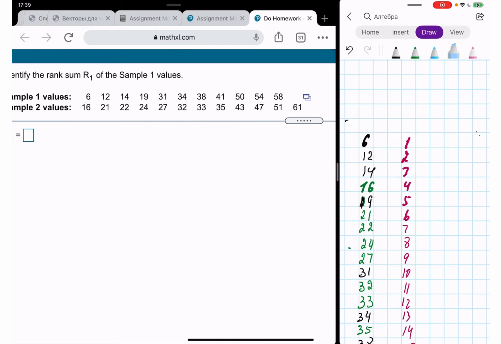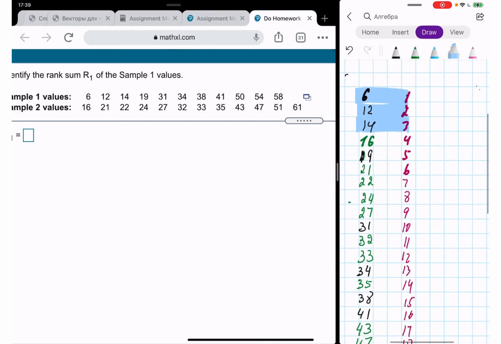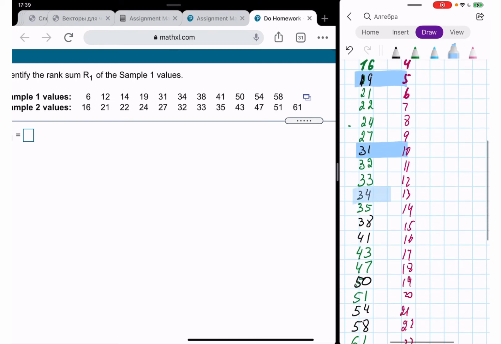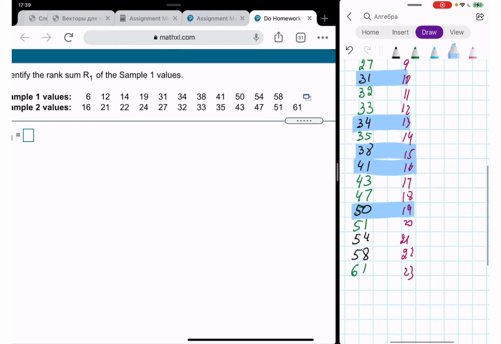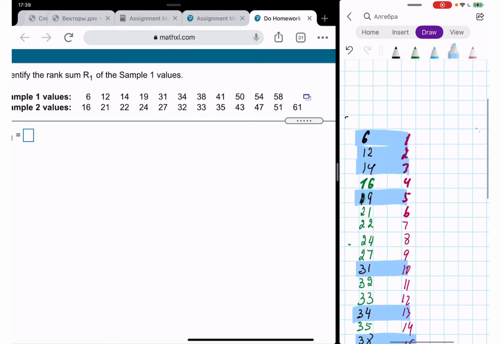The ones that are going to be counted. Because we're counting for sample 1, all black colors are going to go in. I'm going carefully so as not to make a mistake. That's all. There we go. Now we can add.